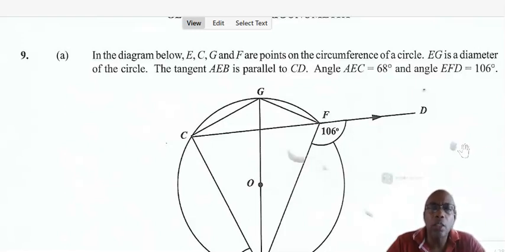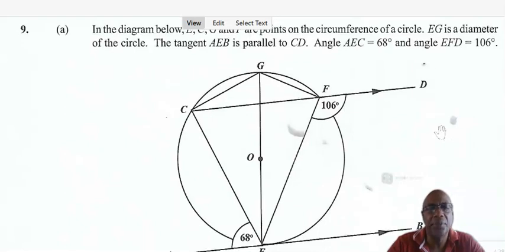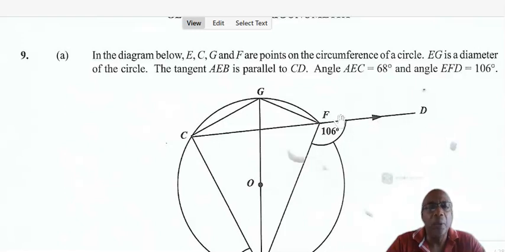So we are on question number 9, and the question is on circle geometry. Now, in any geometry question, you are required to remember the basic geometrical rules. So as we go through this question, I'll explain to you the rules that will allow you to answer the question.